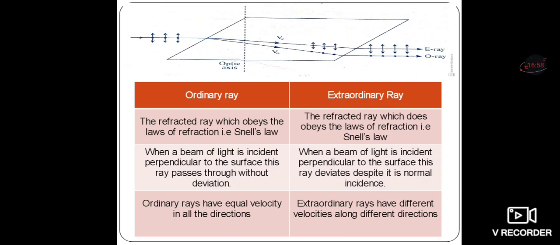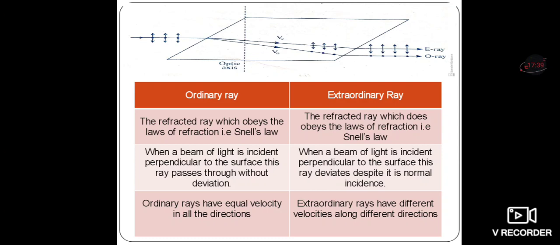The refracted ray which obeys the laws of refraction, that is, if it obeys Snell's law, is the ordinary ray. The extraordinary ray does not obey Snell's law. Similarly, when a beam of light is incident perpendicular to the surface, the ordinary ray passes without deviation, but the extraordinary ray will deviate despite normal incidence.